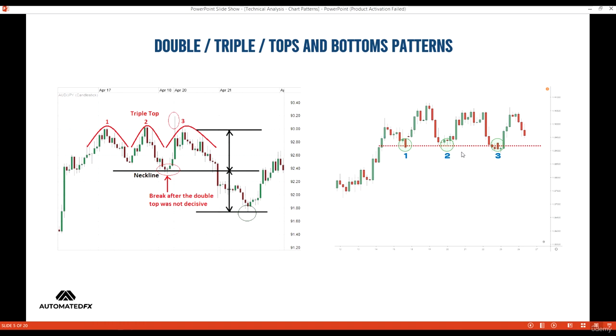Okay, the same thing with our triple bottom. Made the first bottom, came up, made the second bottom, came up, made the third bottom. It's still coming down. Probably it's going to break or still make another bottom. Okay, so this could be multiple bottoms, not just triple bottoms. So that's how the double, triple tops and bottoms play out in the forex market.